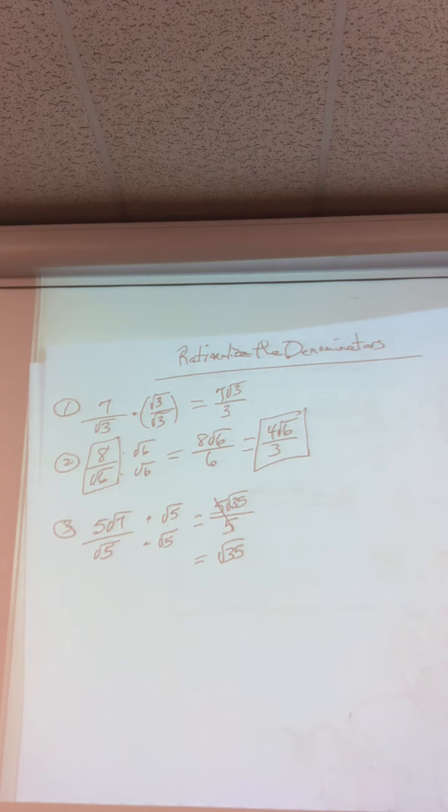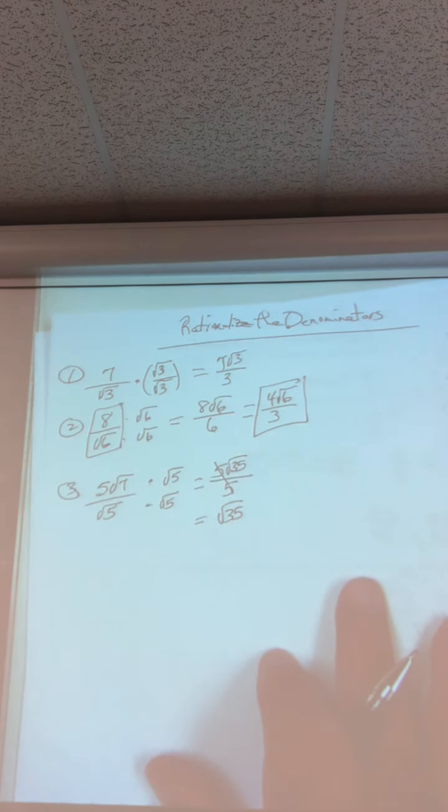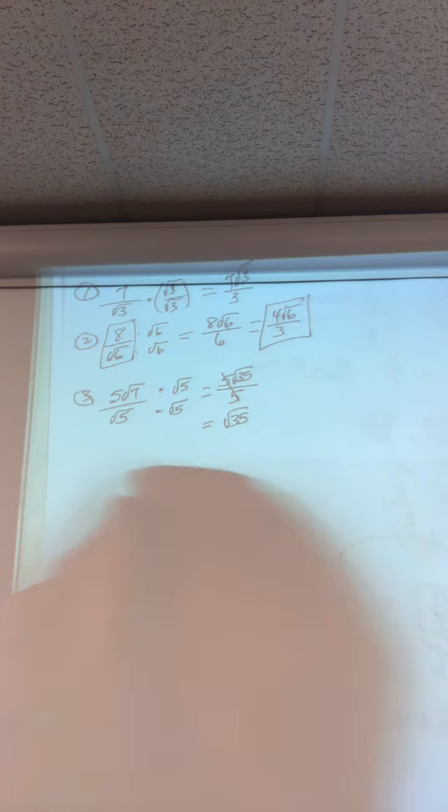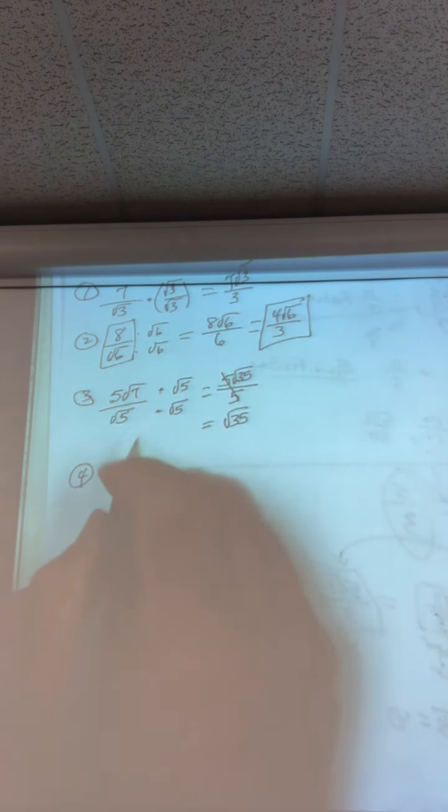You say, well, we need to reduce square root of 35. It is reduced. There is no perfect square that goes into 35. You say, well, 5 times 7. 5 and 7 are not perfect squares. So square root of 35 is a reduced radical. Okay, let's do another one just like that.